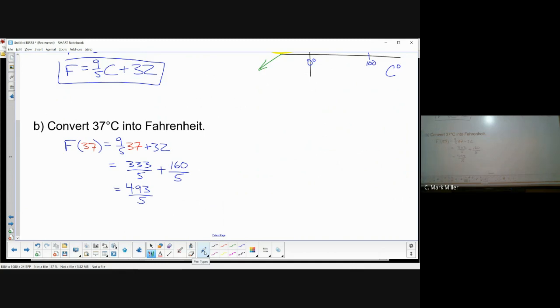Now, 5 goes into 500 100 times. So this is 100 minus 7/5. 7/5 is 1.4 degrees. So that's 100 minus 1.4, or 98.6, which is supposed to be the normal body temperature in Fahrenheit, right?